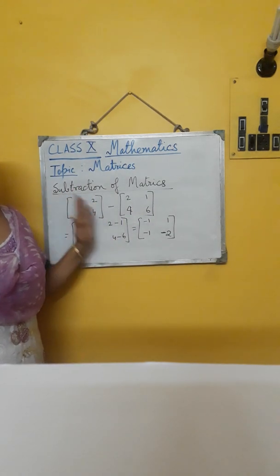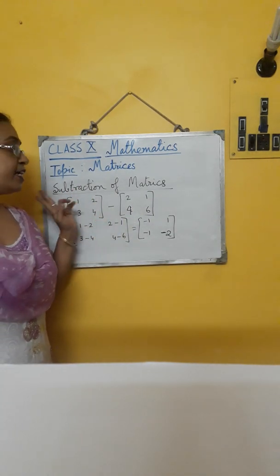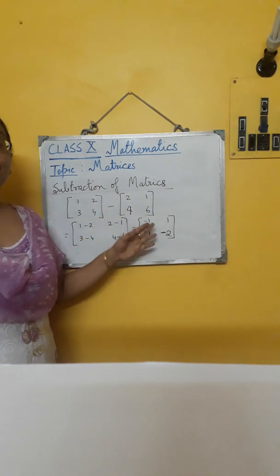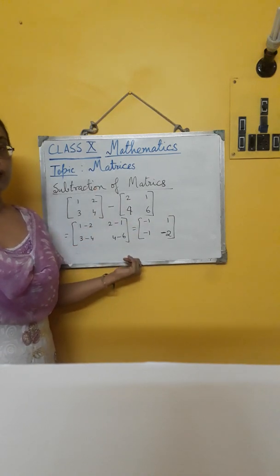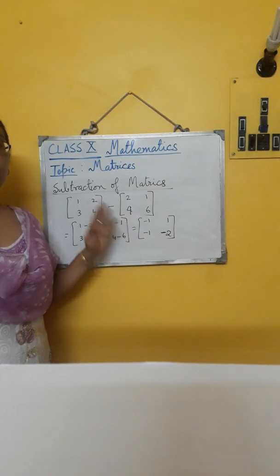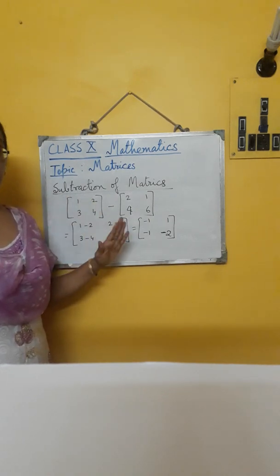So we have learned today two things, that is addition of two matrices and subtraction of two matrices. If any sums are given, you can do addition and subtraction.